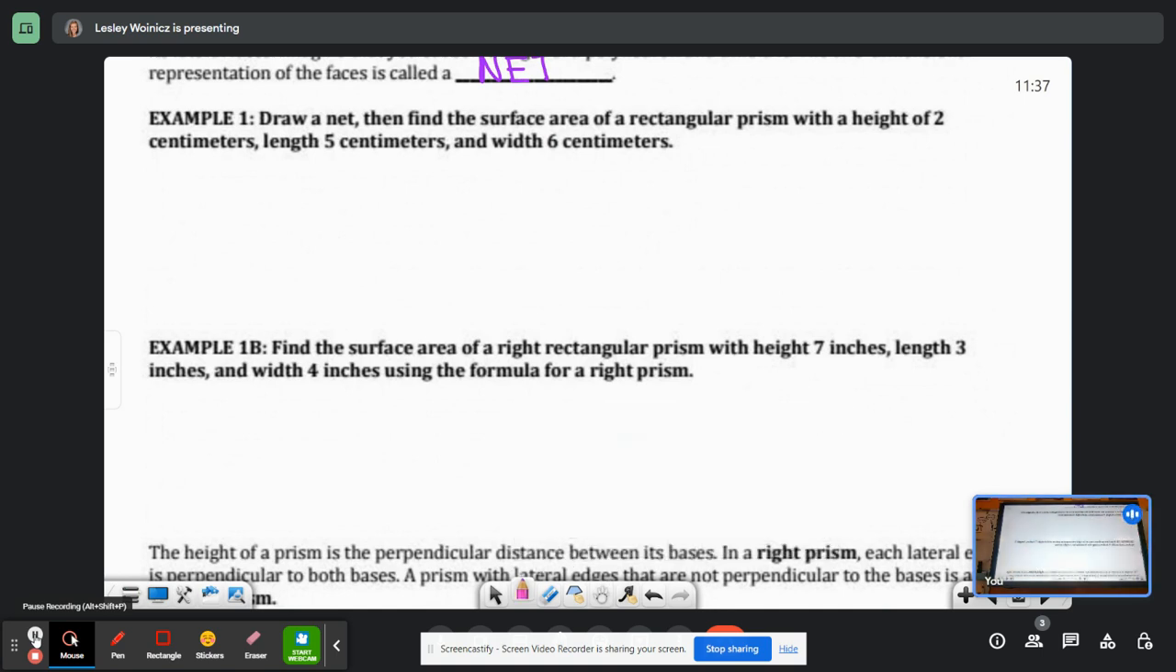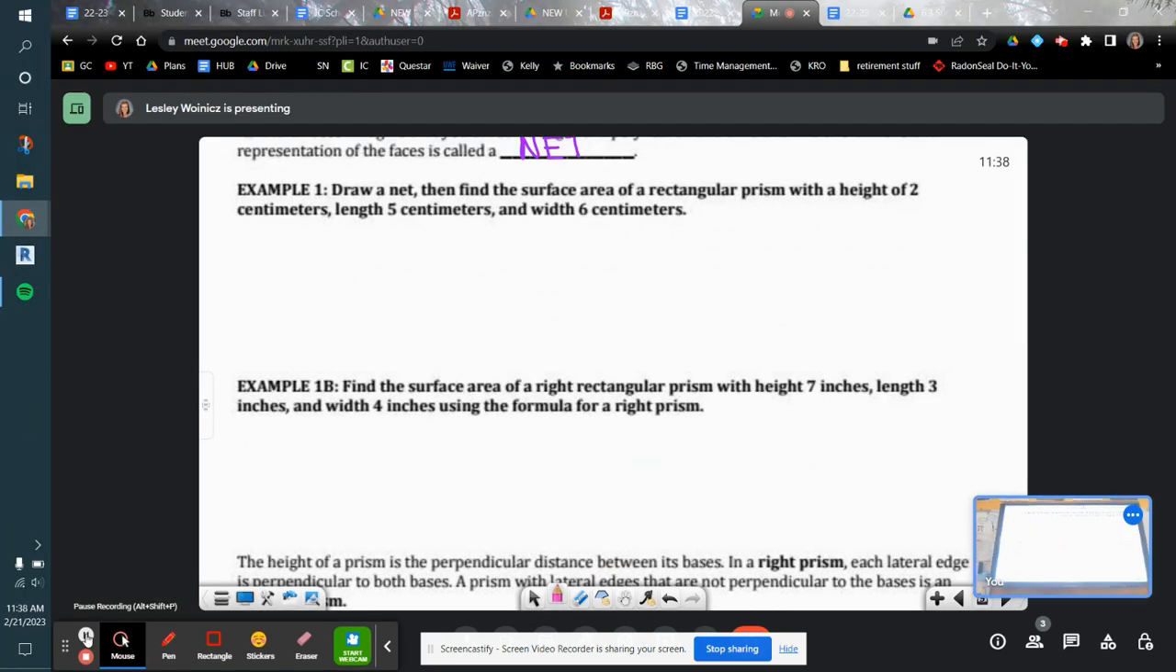All right, so we're going to draw a net for this and then find the surface area of a rectangular prism with a height of 2 centimeters, length 5 centimeters, and a width of 6 centimeters. Oh my gosh, how do we draw this? Okay, so a rectangular prism kind of looks like this. So if you can imagine cutting on these edges and folding it out to make it flat, like when you break down your Amazon box, that's what we're going to do.